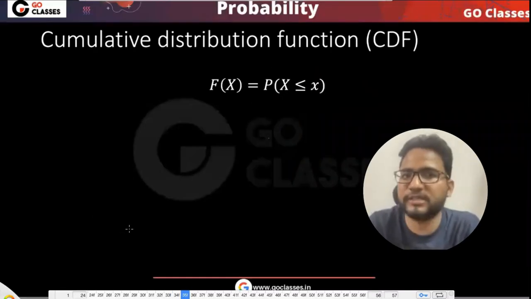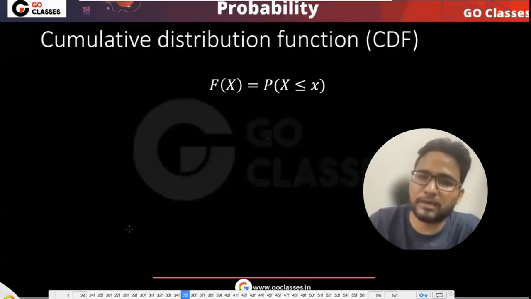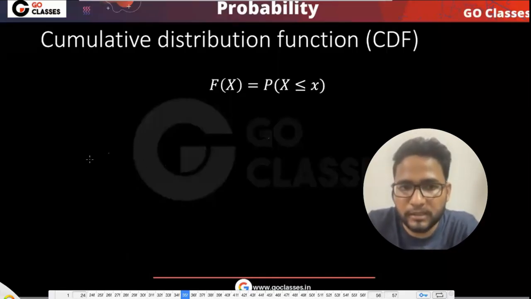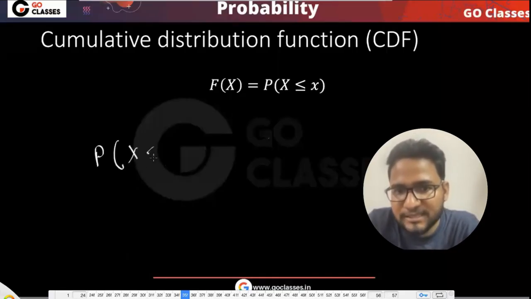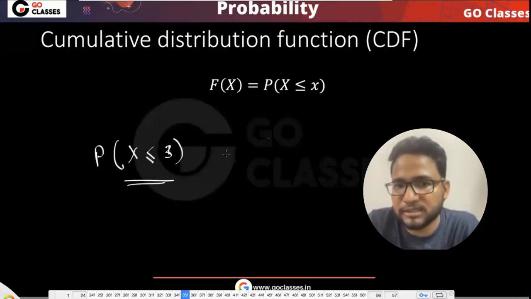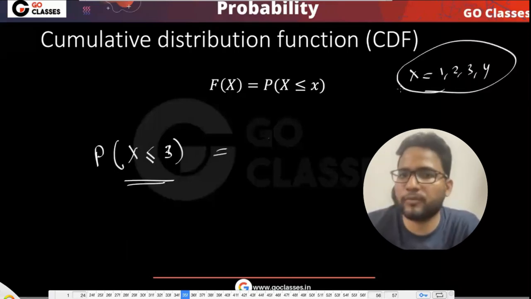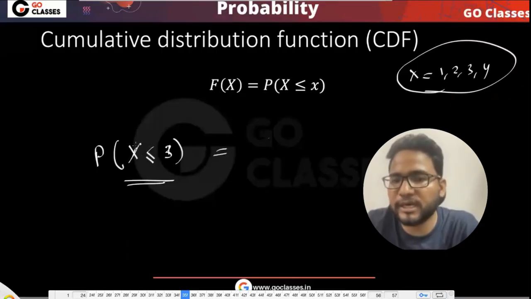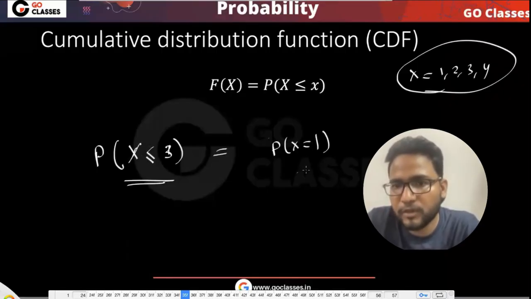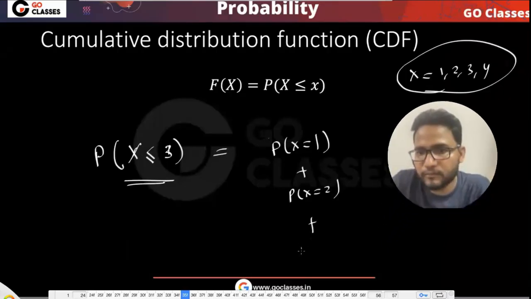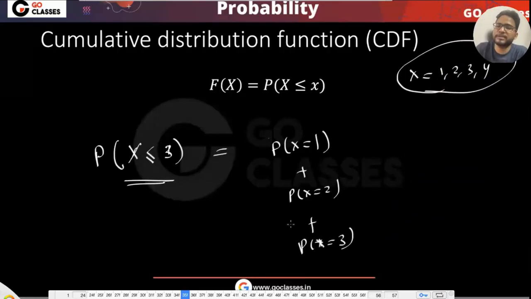There is another function called the cumulative distribution function, or CDF. It is defined like this: if you want to calculate the probability that x is less than or equal to some number, maybe k, or 5 or 3, then, let's suppose x can take the values 1, 2, 3, 4. If I say x is less than or equal to 3, it is the same as saying x is either 1 or 2 or 3. Basically, it is cumulative, which means it will sum all the probability masses till this point.